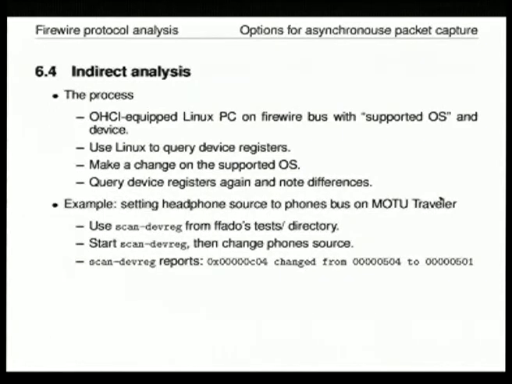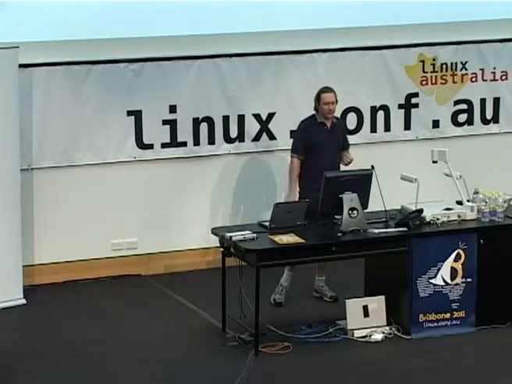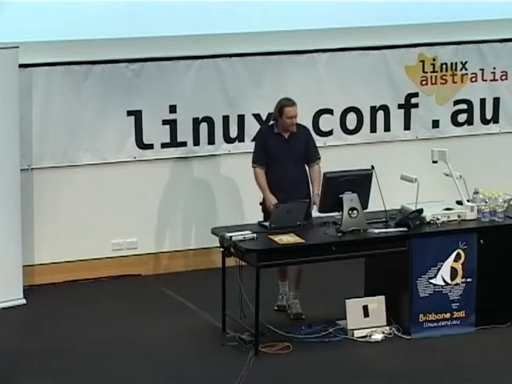If you want to change address scan ranges, you've got to hack the software, you've got to hack the source, and so on. But basically what it does is you start it up and it scans the device registers and stores a copy of it. You then go to the supported operating system and you change the source, and then you go back to the Linux computer and look at what Scan Dev Reg has detected as a change, because it's scanning the device registers every couple of seconds, I think, from memory.